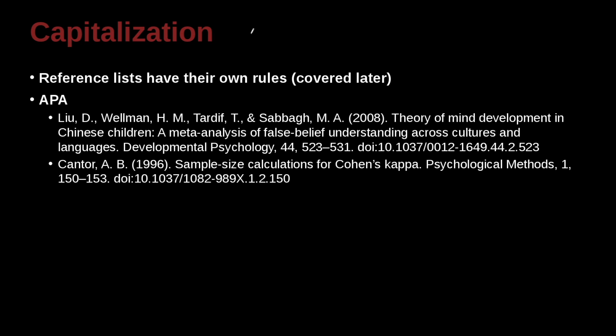Here we have the APA style. Let me draw your attention very quickly here. First of all, we have the last name first, and then the first name is abbreviated. So this D, maybe that's Diana, and here is Wellman HM, and here the H is his first name, and M is the middle name. Please remember that for Westerners, they have their family name, comma, first name, middle name. They have three names.